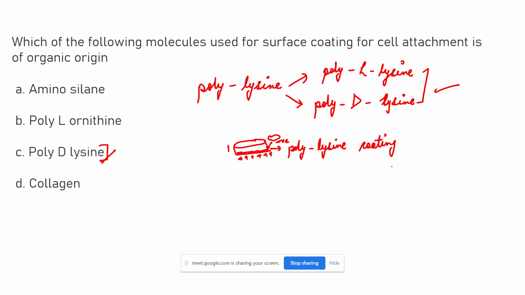However, polylysine is a synthetic molecule. It is not of organic origin. So here, other chemicals of organic origin are also used, and from all these options, the correct option is collagen. Another chemical which is used for surface coating for cell attachment is fibronectin.